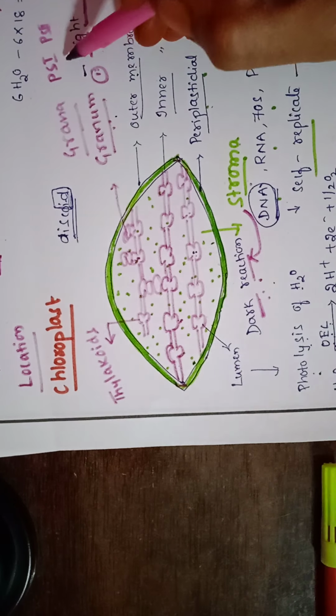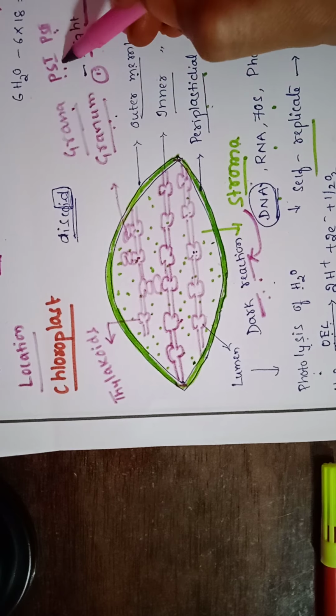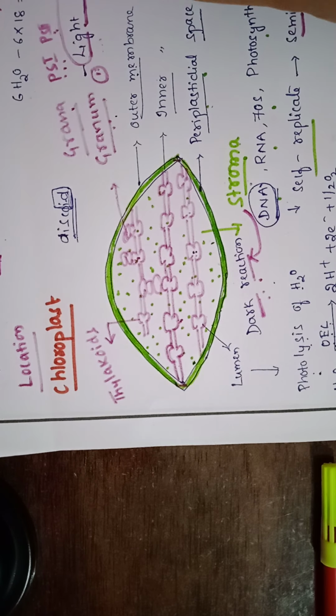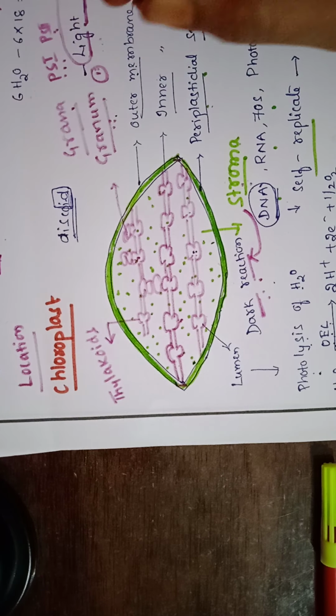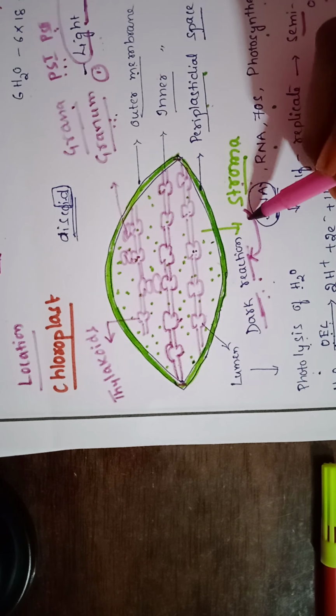So why does the light reaction not take place in the stroma? This is the important thing here. Because on the grana, the light absorbing photosystems PS1 and PS2 are present. They are absent in the stroma region. So that's why the light reaction always occurs in the grana. In the stroma the light absorbing photosystems are absent, so only the dark reaction occurs there.